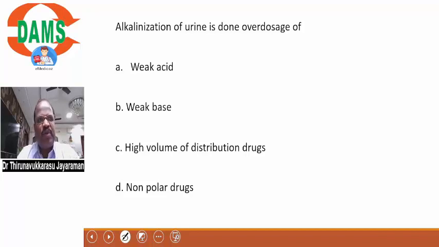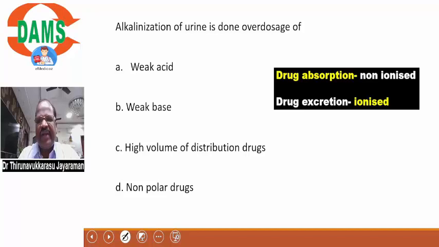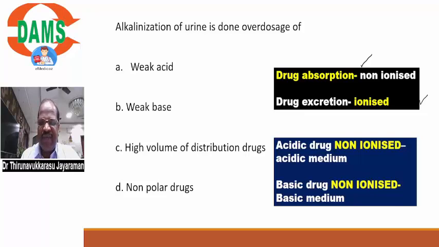This type of question is a very simple question. We know the concept: for absorption of a drug, the drug needs to be non-ionized. For excretion, it should become ionized. Now, we know the non-ionization depends upon the pH of the environment. For example, weakly acidic drugs become non-ionized in acidic medium. Weakly basic drugs are non-ionized in basic medium.